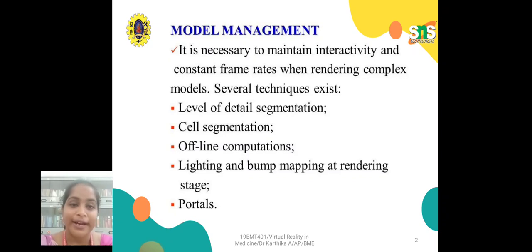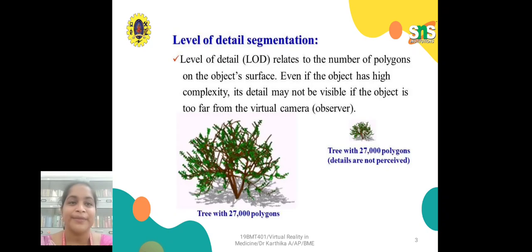Here we have many techniques. The first one is level of detail segmentation, the second one is cell segmentation, the third one is offline computations, the fourth one is lighting and bump mapping at rendering stage, and the last one is portals. Okay, here in this level of detail segmentation, LOD, it relates to the number of polygons on the object surface.